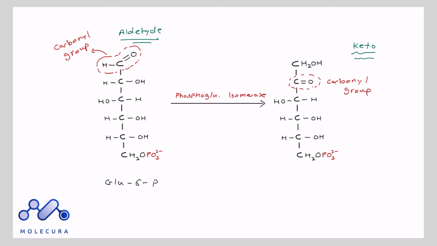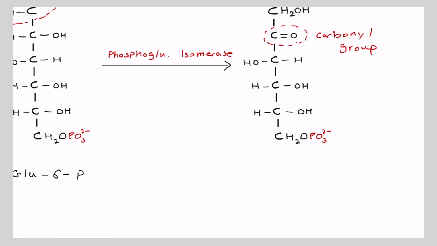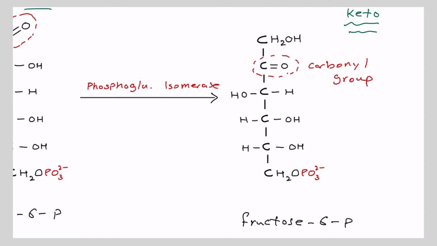So what we have here is called fructose 6-phosphate. And again, the phosphate group that we have is going to be on carbon number 6. So this is carbon number 6. That's why it's called fructose 6-phosphate.